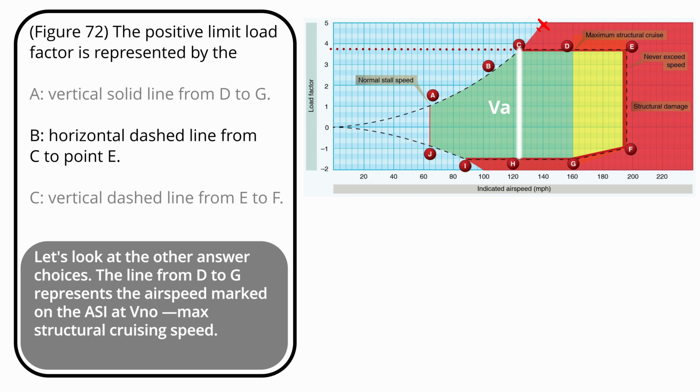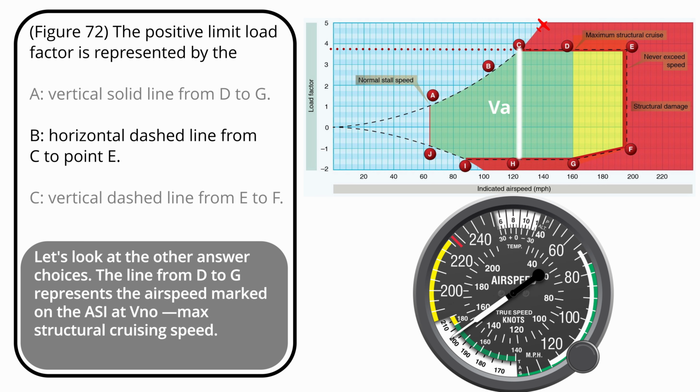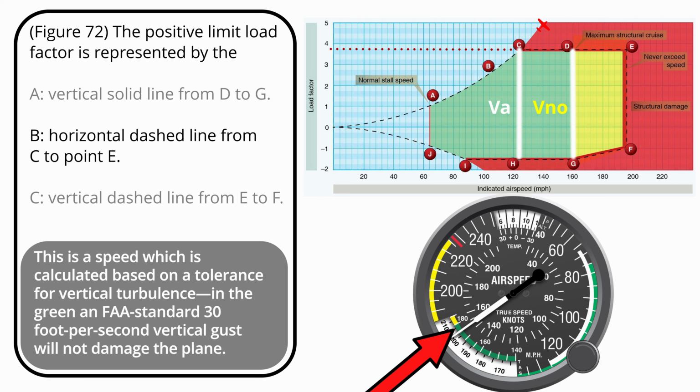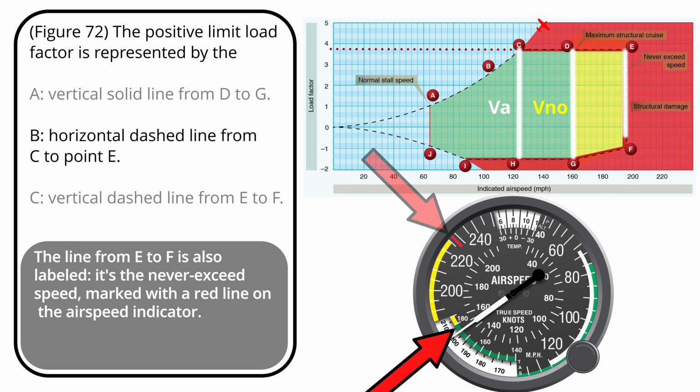Let's look at the other answer choices. The line from D to G represents the airspeed marked on the ASI at VNO, max structural cruising speed. This is a speed which is calculated based on a tolerance for vertical turbulence. In the green, an FAA standard 30 foot per second vertical gust will not damage the plane. The line from E to F is also labeled. It's the never exceed speed, marked with a red line on the airspeed indicator.